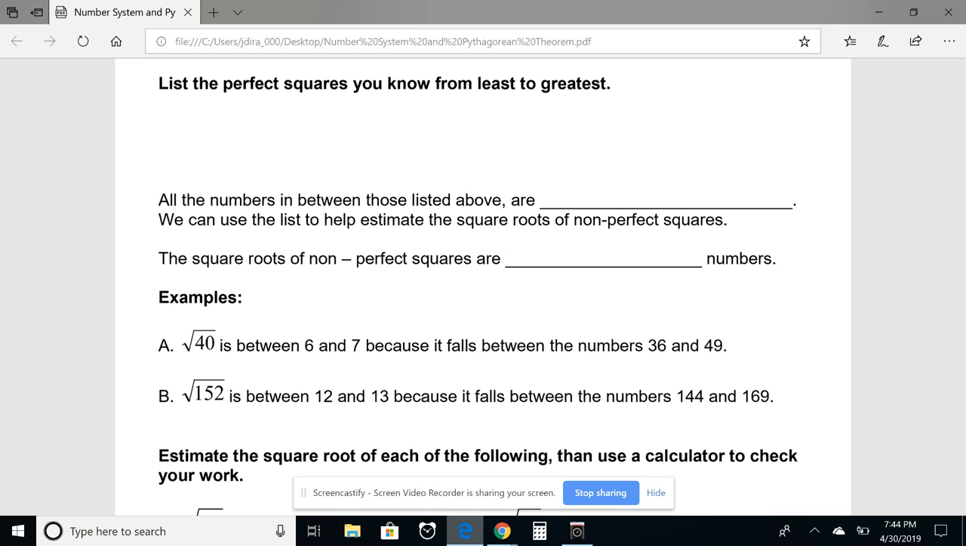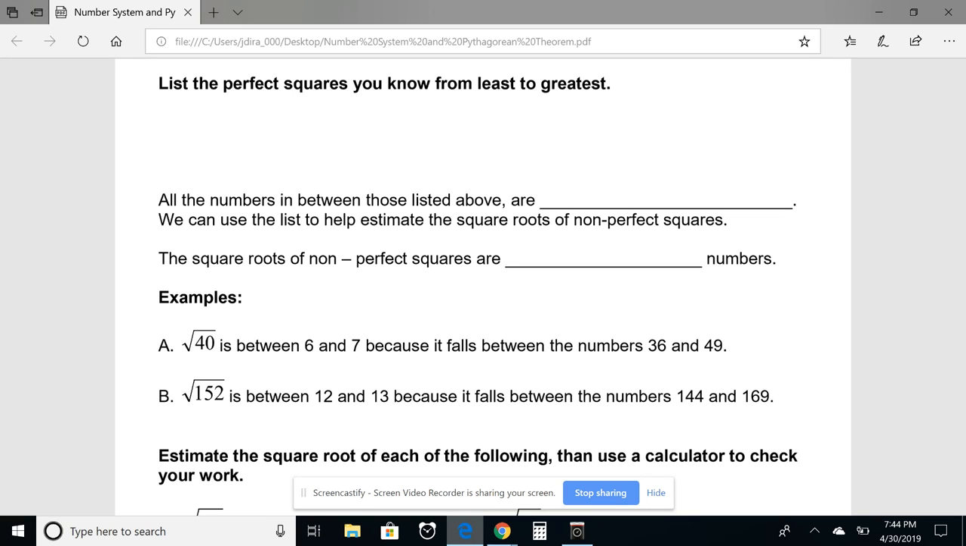So then you're trying to find what number times itself equals the number you're trying to figure out, or you're given, I should say. So when we're figuring out square roots, it's just the opposite of squaring. So like the opposite of addition is subtraction. The opposite of multiplication is division. The opposite of squaring is square rooting.